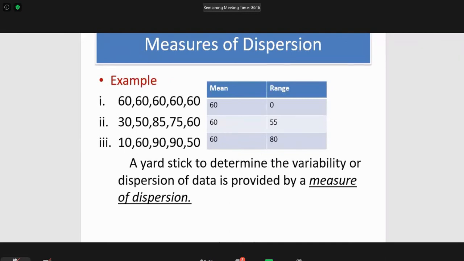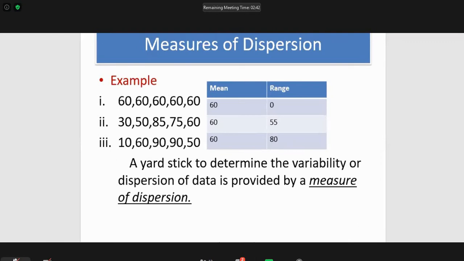Now, take the first example. If we calculate the range for this, the mean will be the same, because as we said, the mean will not give you the correct picture. For all three examples, you will see that the mean is the same. Is it so? 60, 60, and 60. But if you calculate the range, the first one has a range of 0, the second has 55, and the third is 80. So that's where the measure of dispersion plays its role.